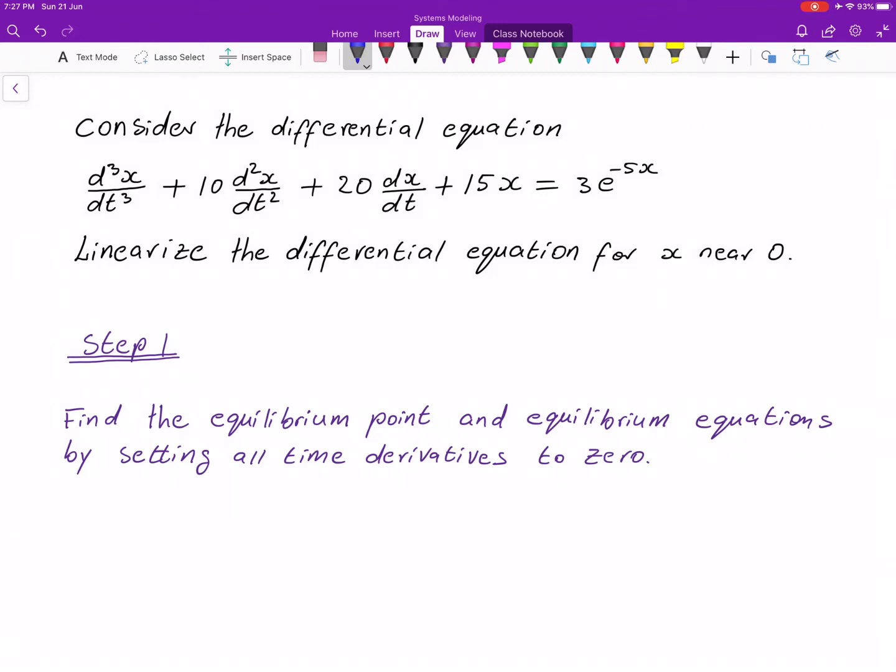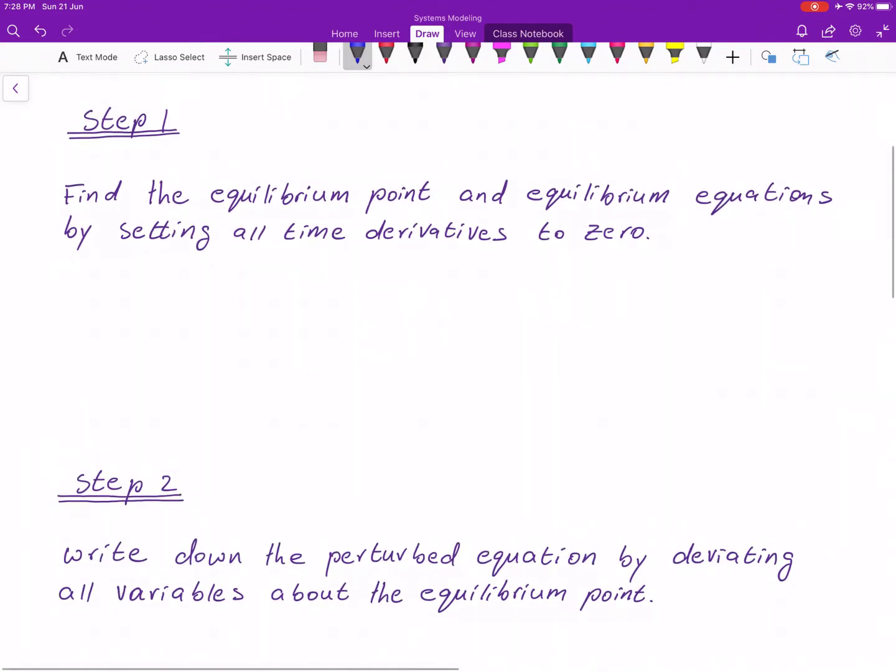Here we are given a third order differential equation, and we are asked to linearize the equation for x near 0. And we are going to follow exactly the same steps as before. Let me just rewrite this equation. What we are given is x triple dot plus 10x double dot plus 20x dot plus 15x is equal to 3e to the minus 5x.